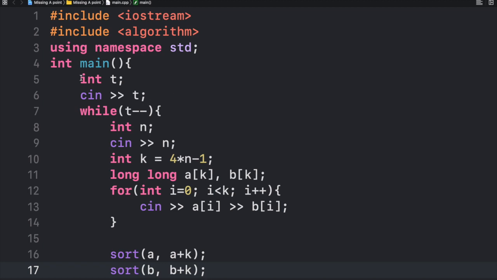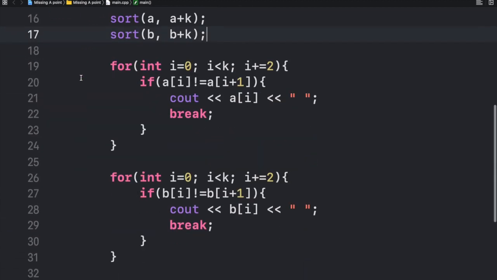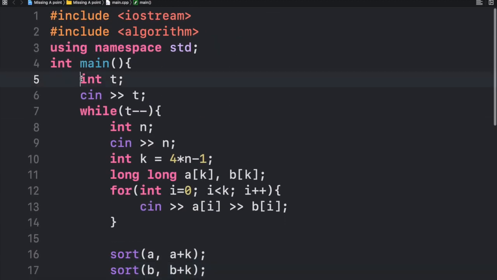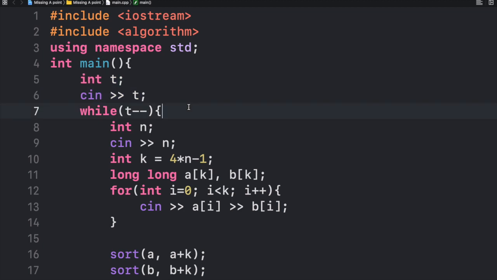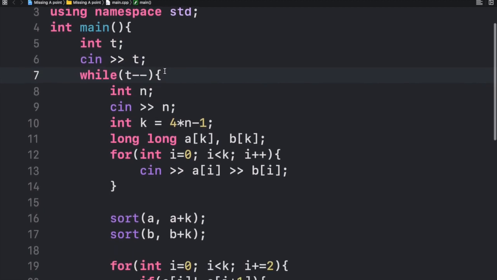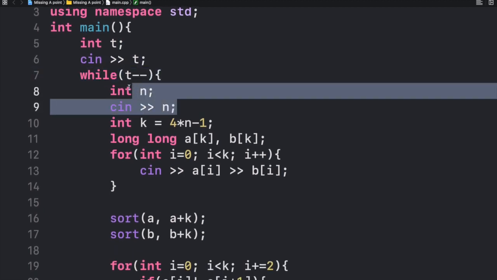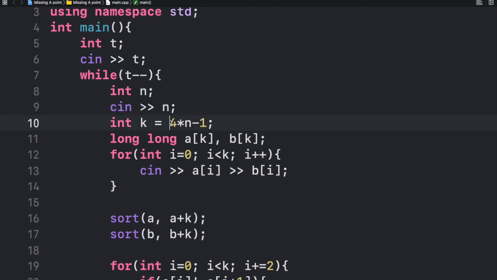So in the code, I'm just going to go over step by step what each line does. Here we have our integer t, the number of test cases, and then we input into t. Then for each test case inside this while loop, we have our integer n, and we input into n. Now the total number of vertices given in the input is 4 times n minus 1, because we are asked to find the missing vertex. So we can just set that equal to some number k for convenience.